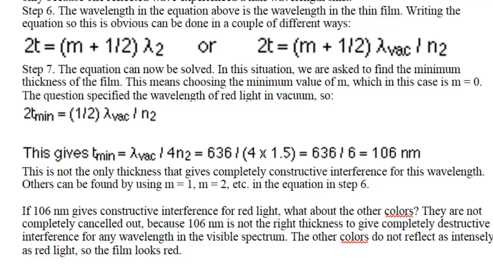So what about the other colours? They're not completely cancelled out, because 106 is not the right thickness to give completely destructive interference for any of the other wavelengths. The other colours do not reflect as intensely as red light, so the film looks red at that point. But we could do this same equation for blue light, which has a wavelength of 540 nanometers, and find out what the thickness for the blue part of the film would be.